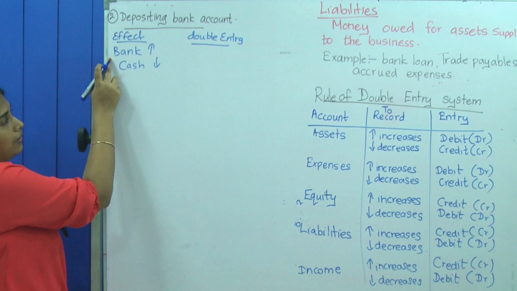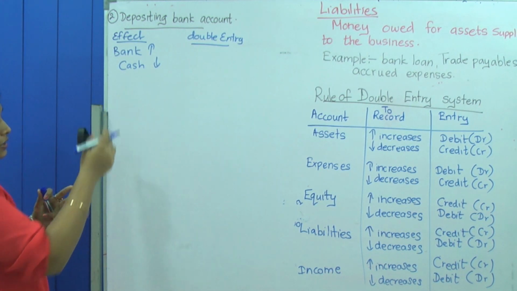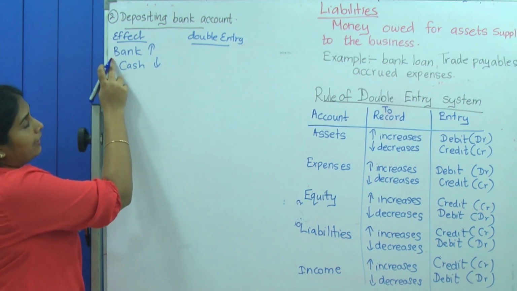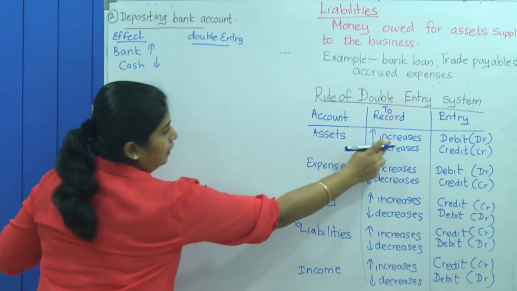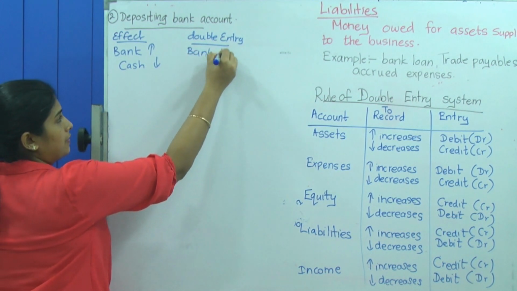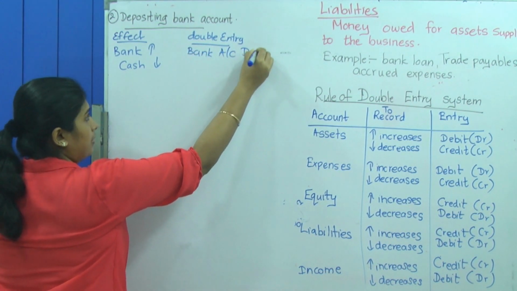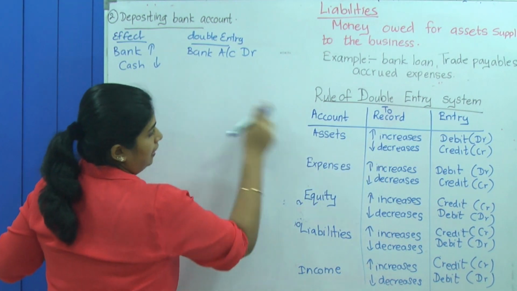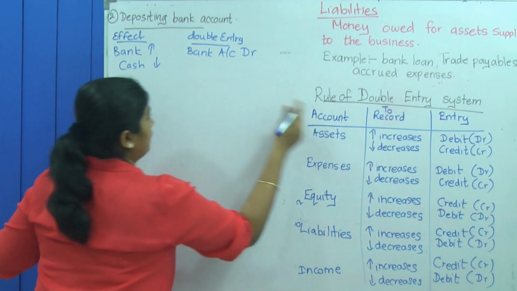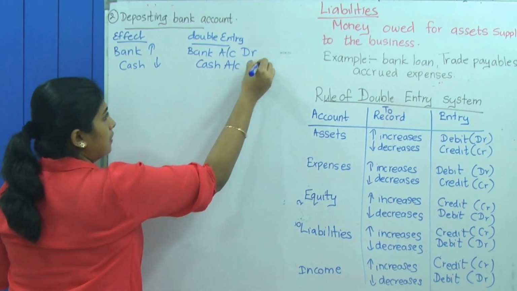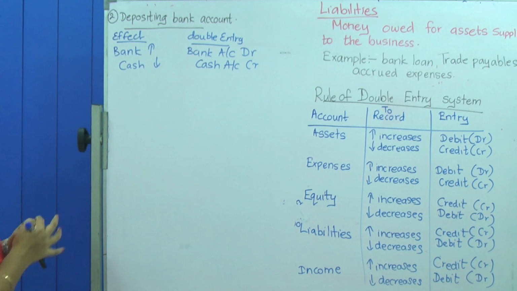So cash which is inside the bank we call bank, cash which is inside the business we call cash. So bank is an asset. When an asset increases, it's on the debit side. That means when bank increases, you have to debit the bank account. When cash decreases, cash is an asset, and when an asset decreases, it's on the credit side of the account.